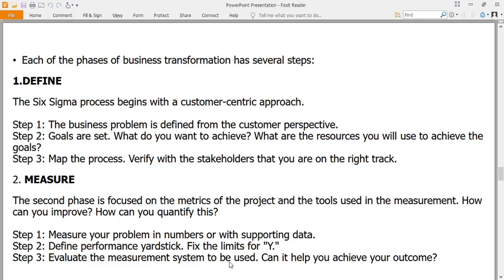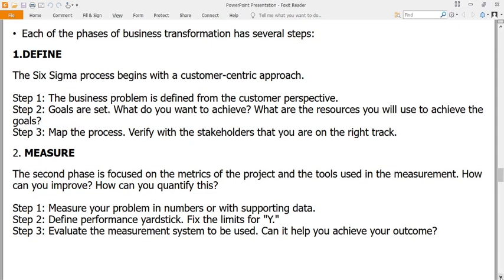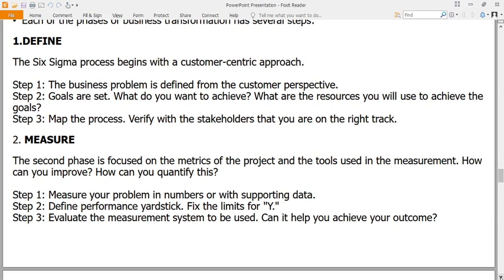So here we begin with a customer-centric approach where we define the problem from a customer perspective. Remember, the customer is the king. Then you set goals, what you want to achieve, and the resources you're going to need to achieve the goals. After you map your process and then work with the different stakeholders to ensure that everyone is on the right track, then you measure. So here you look at the metrics of the project and the tools to be used in the measurement.